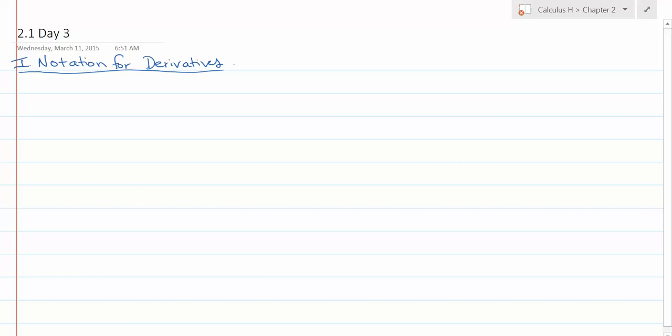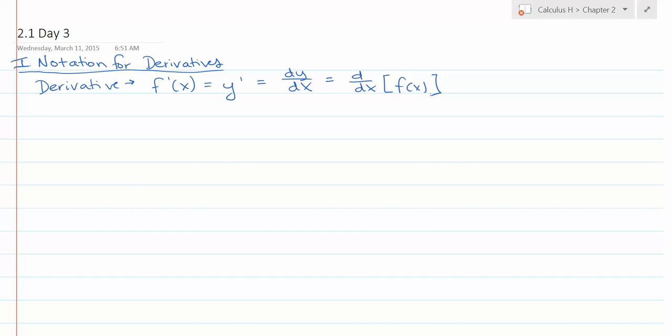Okay, so if we look at notation for derivatives, you can represent it by saying f prime of x. You might also see y prime, you might see dy over dx, you might see the derivative with respect to x of our function f of x. Okay, so these are all ways that you can see how functions are represented as a derivative.